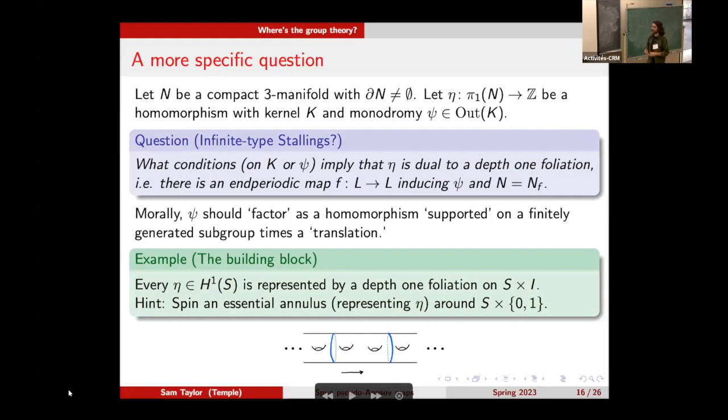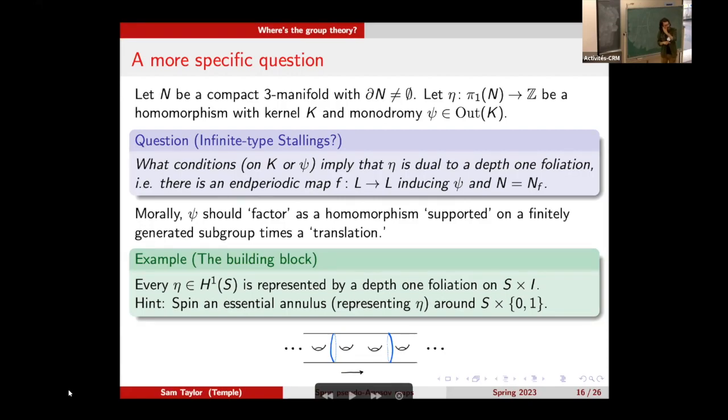So any homomorphism to Z, let's take one that's dual to a simple closed curve on S. Then in surface cross I, that simple closed curve induces a product annulus. Okay? And I could tilt that product annulus slightly to be transverse to the vertical direction. And now I just spin my annulus around the boundary plus and boundary minus.